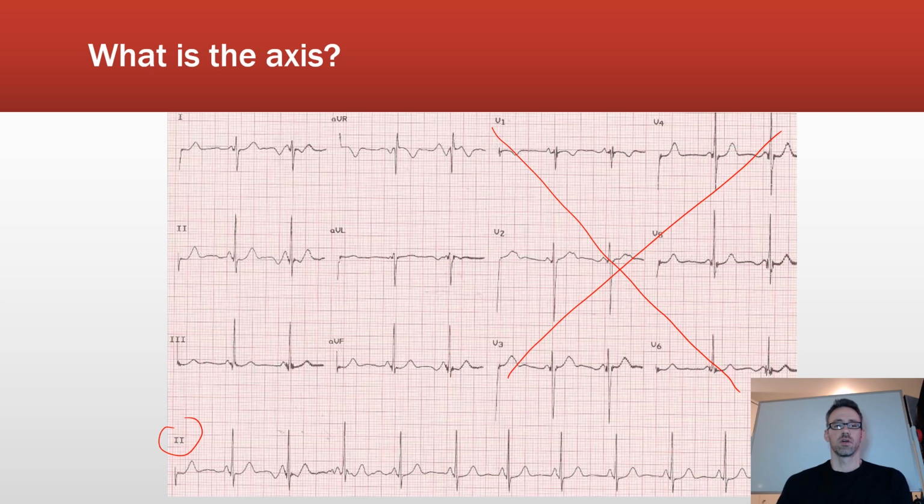So if we take a look, I told you it should be primarily upright in 1 and 2. And if you take a look, 2 is definitely upright, right? But 1 is not. In fact, I see it here in 3, and I also see it here in AVF, it's upright. Which means that our mean electrical axis is shifted a little bit more towards the right. Again, it might still fall within the normal range, but we have to do a little calculation, because if 1 and 2 are both primarily upright, our job would be done. But since it's not, we've got to do a little bit more work.